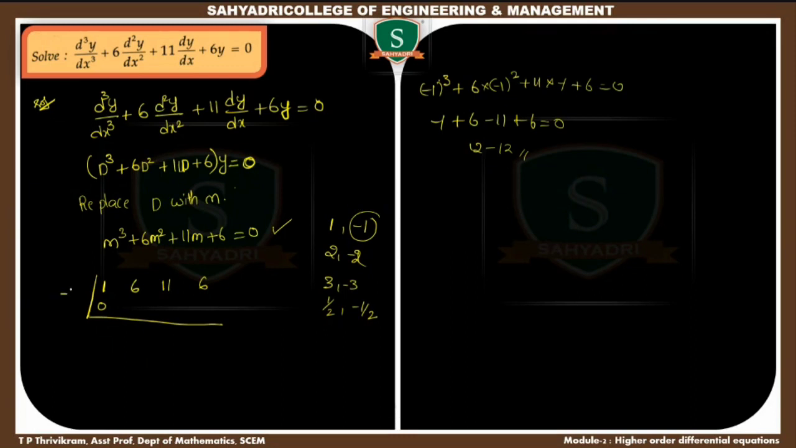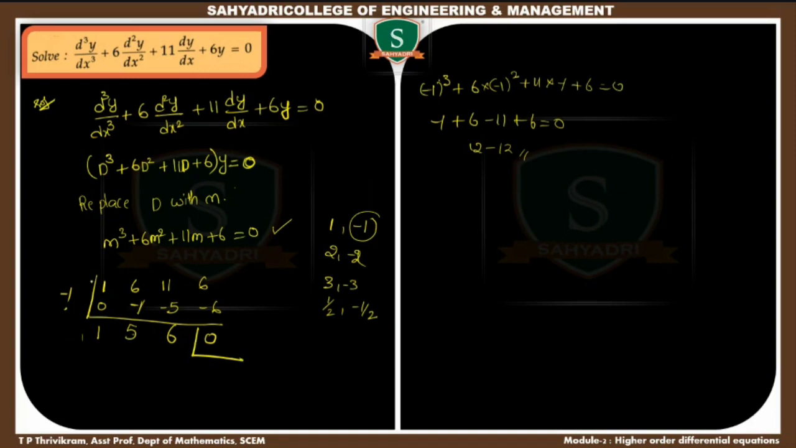So I'll write this minus 1 here. Using this minus 1, I'll reduce this cubic equation into a quadratic equation. First add: 1 plus 0 is 1. Now whatever result you got from addition, multiply with this root: 1 into minus 1 gives minus 1. Again add, you'll get 5. Multiply with minus 1, you'll get minus 5. Add again, you'll get 6. 6 into minus 1 is minus 6. Finally, you'll get 0.